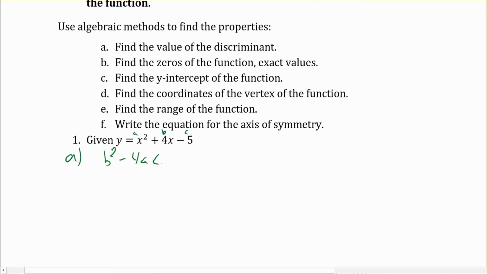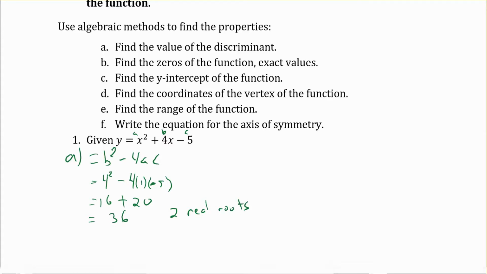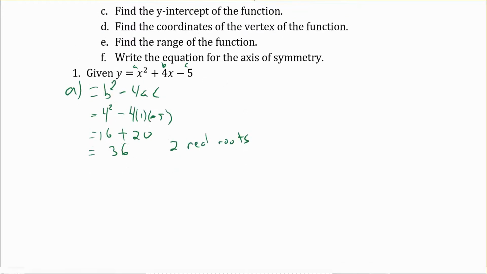So if we put that in, b squared, that's going to be 4 squared minus 4, a was 1, and c was negative 5. So what we've really got here is 16. And now this is where people make a mistake. Remember, we've got minus, but then there's also minus 5, so this becomes plus 20. So our discriminant here is equal to 36. That would mean that we have 2 real roots, or 2 real solutions. So 2 real x-intercepts is the other way of saying it, there's too many names for that one.